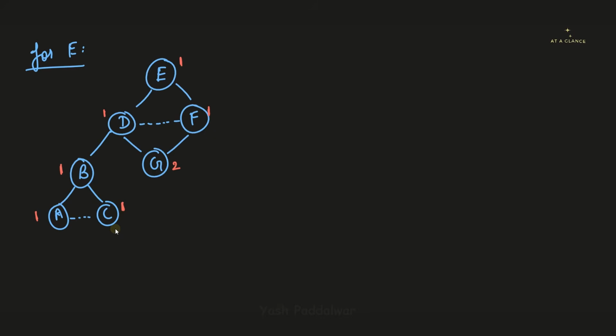Now once we do that, we'll have to calculate the edge betweenness centrality. So over here you can see that we'll start from the leaf nodes.